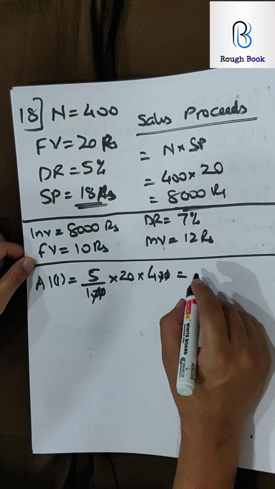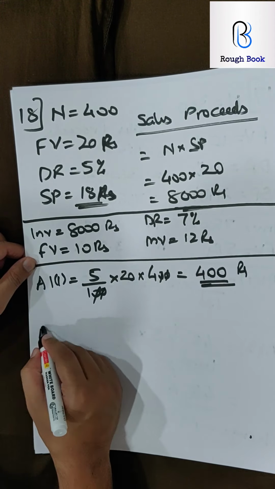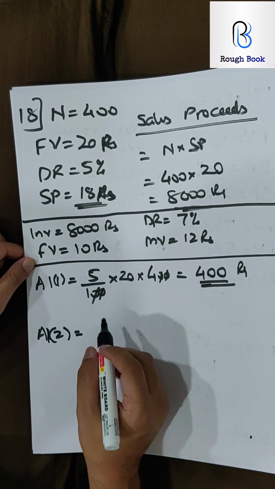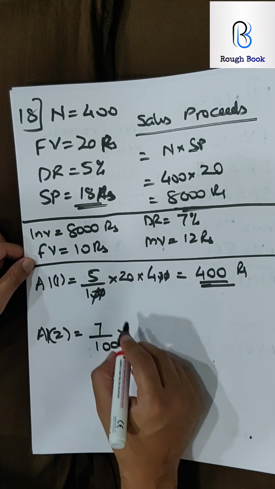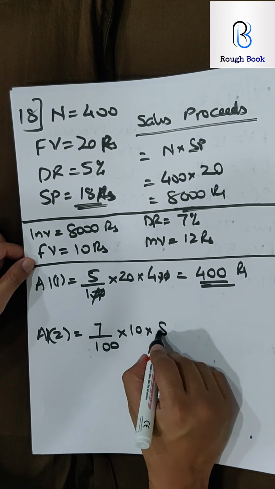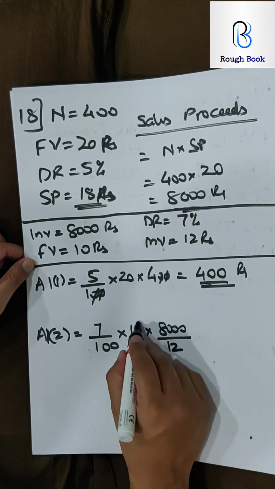So 5 twos are 10, 10 fours are 40 and one more 0, so 400. Now annual income 2. So income 2 is 7%, face value 10 rupees. For number of shares, investment upon market value. Can I cancel? 4 3s are 12, I can't cancel anything further. So it should be 1400 by 3 probably. So we'll have to check.